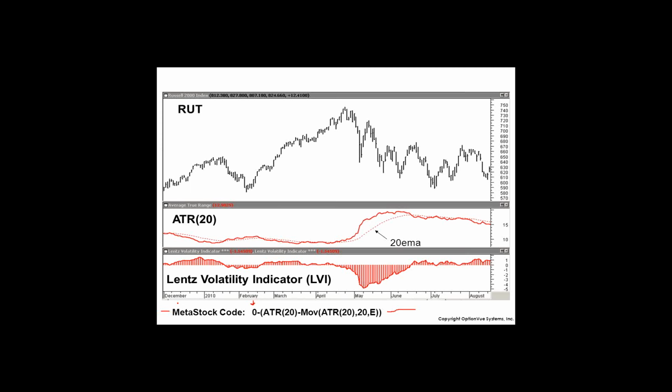So here's a question. It says the LVI seems to lag the market a bit, probably because it uses a moving average to smooth the data. Would the raw, unsmoothed data be a better indicator of impending danger of increasing volatility?